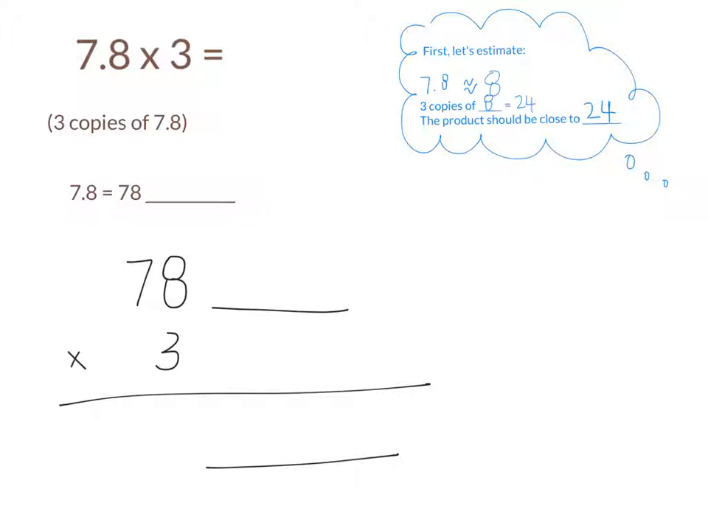Okay, now let's actually solve it. So we can say that 7.8 times 3 is 3 copies of 7.8, right? Yes. And we have to think to ourselves, what's the smallest unit in 7.8? Tenths. So let's rename 7.8 as 78 tenths. You always want to rename it as the smallest unit. Does that make sense? Yeah. Now, we can say that 7.8 is the same as 78 tenths, right? So then 7.8 times 3 is the same as 78 what? Tenths times 3.